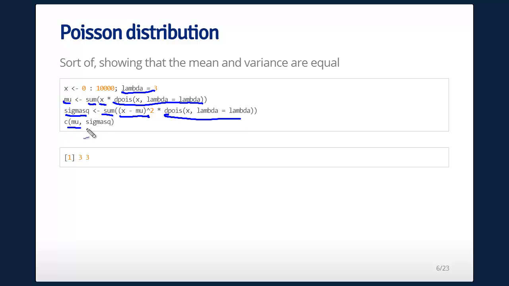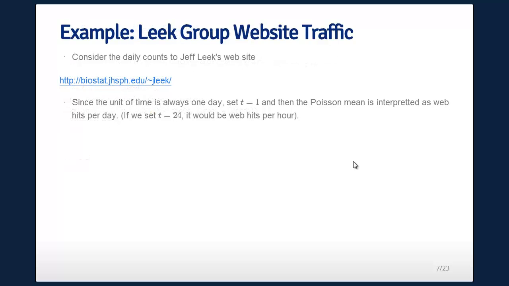So here's my mu and my sigma squared, and of course it's 3, exactly equal to the lambda we plugged in as the theoretical value. If you know the expansion for e, then you can actually prove this rigorously, but maybe that's not necessary for this class.